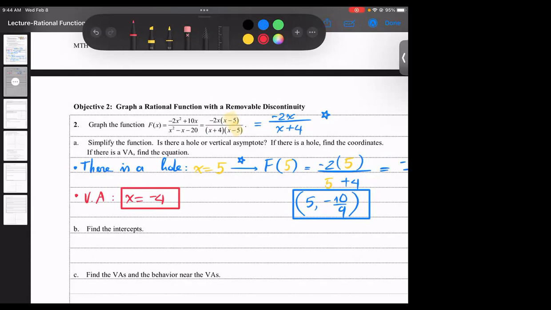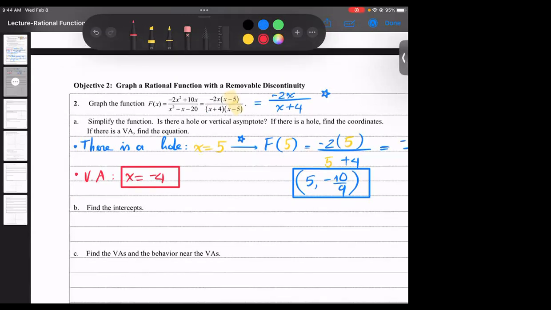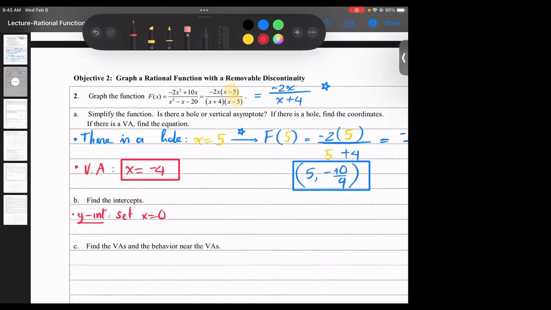Find the intercepts. So that's the easy part. Let's find the y-intercept first because that's easy. Y-intercept. You know the rule. You set x equals 0, because for the y-intercept you have no width. If you plug it in, 0 divided by 4, which is 0. So y is 0. So (0, 0) is your y-intercept.